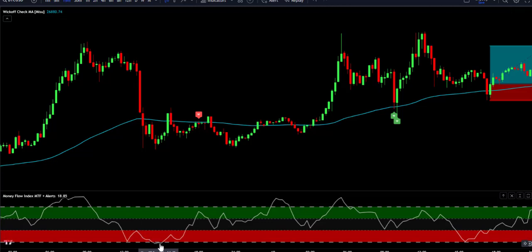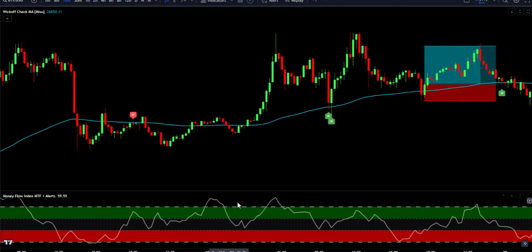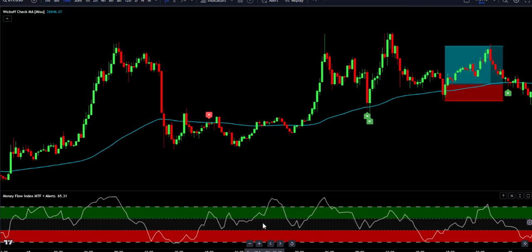So how we are going to use this indicator is that we buy when the plot is on the green zone and we sell when the plot is on the red zone. Understanding everything about how we are going to use this indicator, let's see how we can actually enter a trade combining these two indicators.